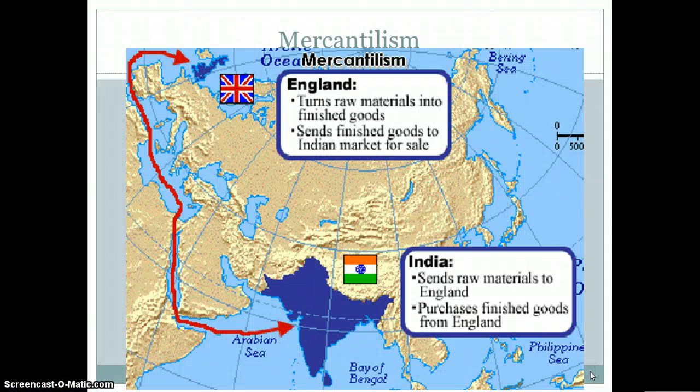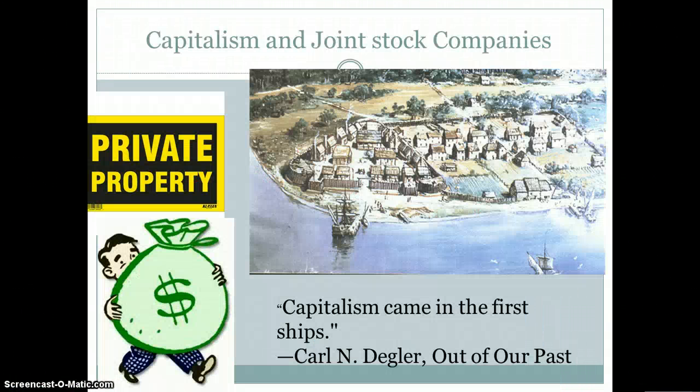All right, well, let's begin. We're going to talk today about capitalism and joint stock companies. First, let me give you a definition of what capitalism is and why this is going to be important. Capitalism is an economic system, and it's a belief that people have the right to pursue their own self-interest and the right to own private property. So capitalism is associated with private property.